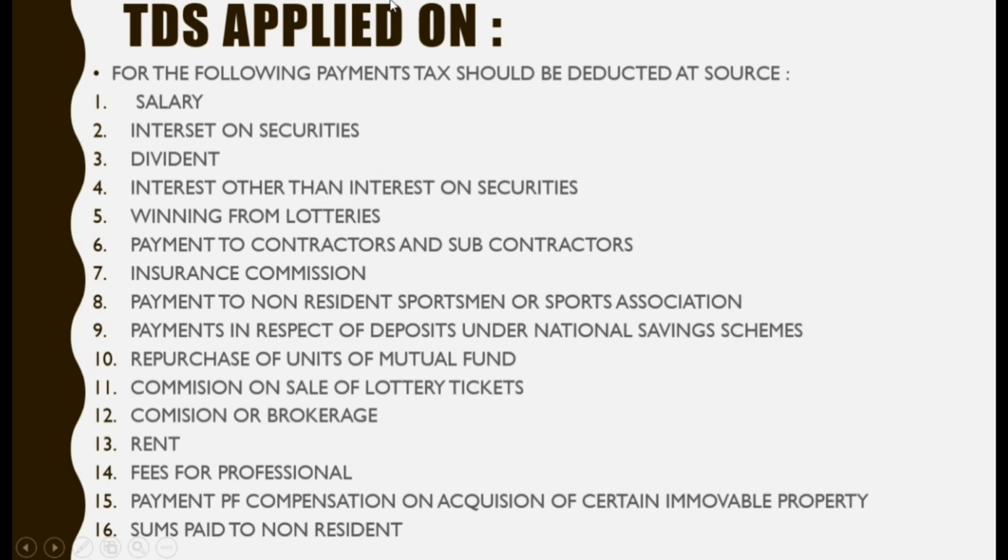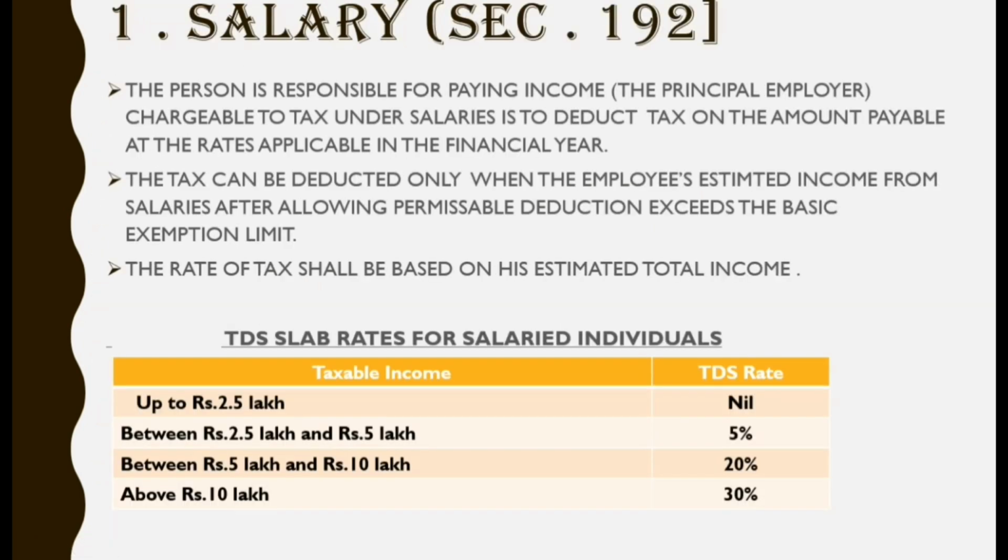Then come to the first point, salary. Salary is mentioned in section 192 of the Income Tax Act. Here it says that the employer should deduct tax, or TDS, at the time of paying salary to employees. It should be payable at the rate applicable in the financial year. Also, there is a hint that the deduction is applicable only when the amount exceeds the basic exemption limit, which means the employee's estimated income from salary, after allowing permissible deductions, exceeds the basic exemption limit.